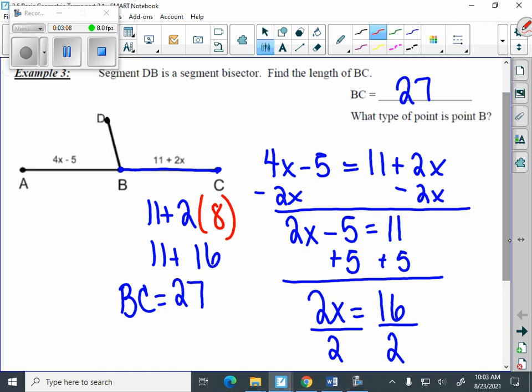Another interesting piece that you may or may not know: the question says, what type of point is point B? Point B is right in the middle of this segment. So when it's in the middle, what we call it is the midpoint.